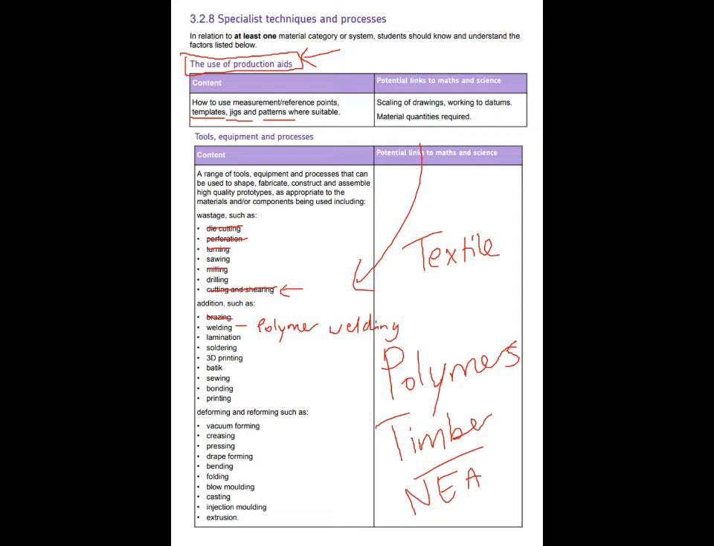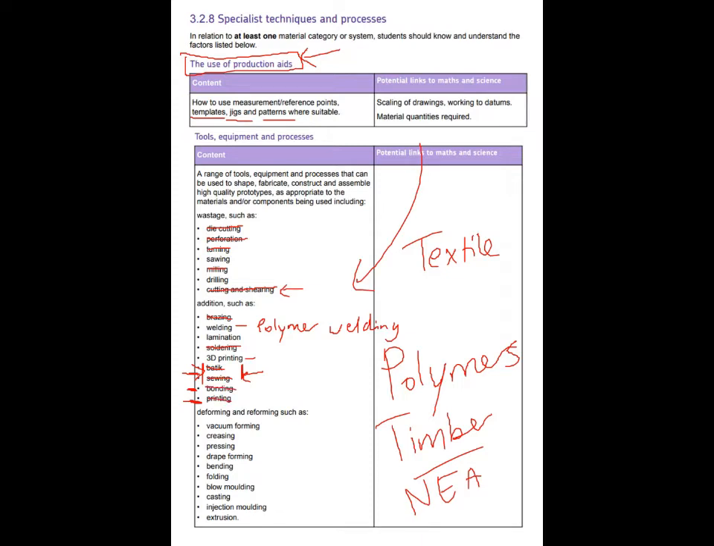Lamination is more of a timber process. We know that one from lamination of plywood. Soldering, we don't need to know too much about. 3D printing is one we do need to know. Batik and sewing, sorry textiles people, I'm crossing them out, but those are the ones that you would need to have a good awareness of, as well as other types of printing processes. And bonding, I think, is more to do with papers and boards, but it could, I guess, come into textiles as well. But for the product design people, you do not need to know about those two there.